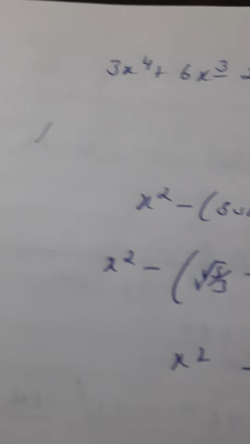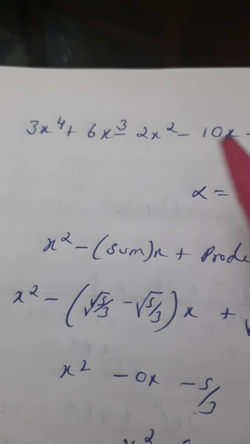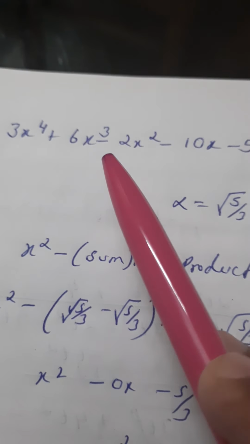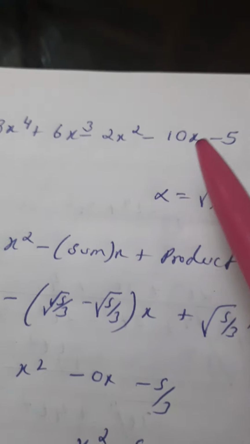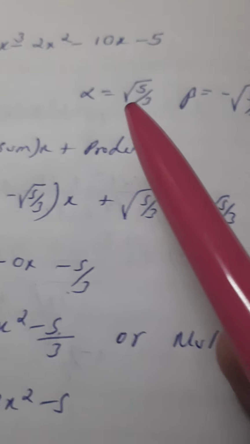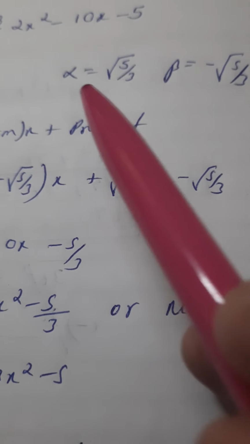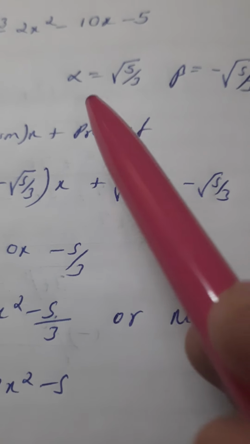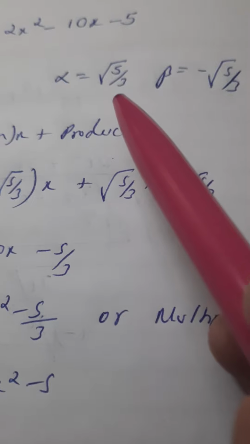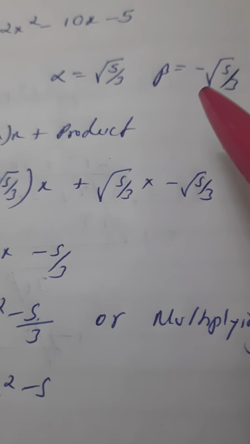So, question number 3, this is a polynomial given to us: 3x to the power 4, 6x cube, minus 2x square, minus 10x minus 5. And two roots, or two zeros, are given. I am representing the two zeros by alpha and beta, which are given as root 5 by 3 and minus root 5 by 3.